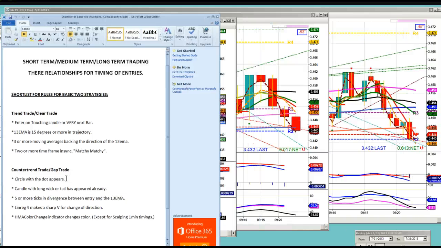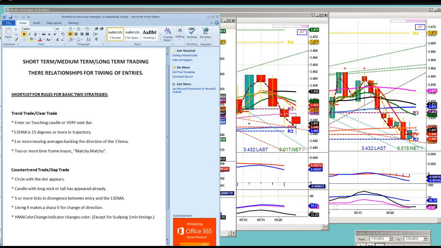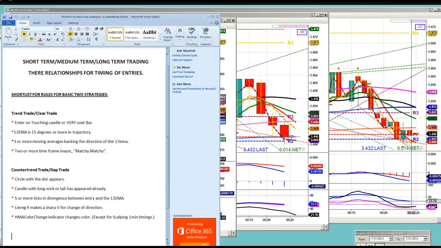We have to wait for the circle with the dot to appear. Ideally we could even wait for the HMA to change color. We look for the Linreg 4 to make a sharp V. And notice that our MACD has cleared the center in here. It hasn't quite made it all the way yet, so it's telling us we're not quite ready to go just yet. Now the 100 is crossing that 20.